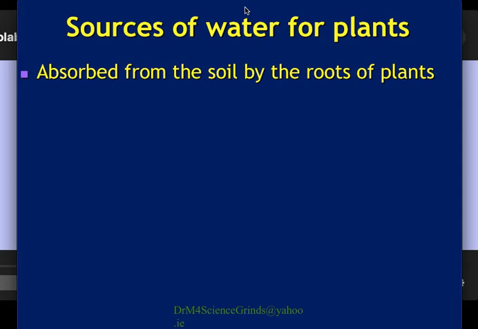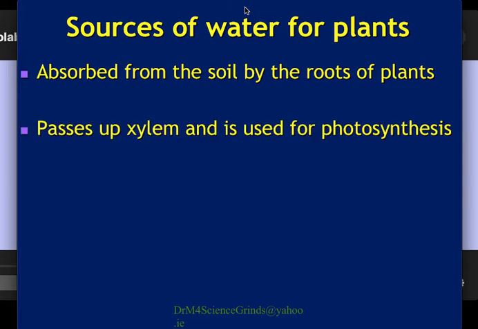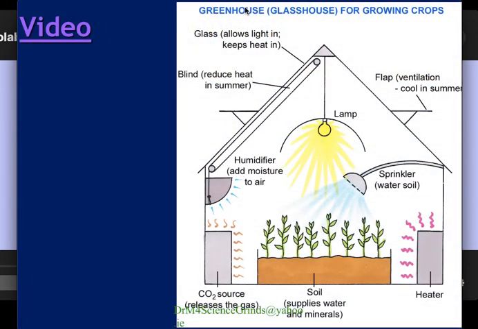Your source of water is usually absorbed from the soil by your roots, and we've already done this when we did our plant structure. It'll move up through xylem and it'll be used for photosynthesis anywhere that's green. Now the video won't work for me here, but this is just showing you all of the things that a commercial gardener could do. They have their light source, they'll have their water source, they can add moisture to the air, they'll have a carbon dioxide source to release gas.